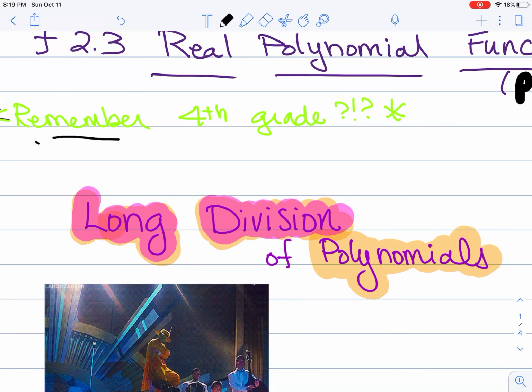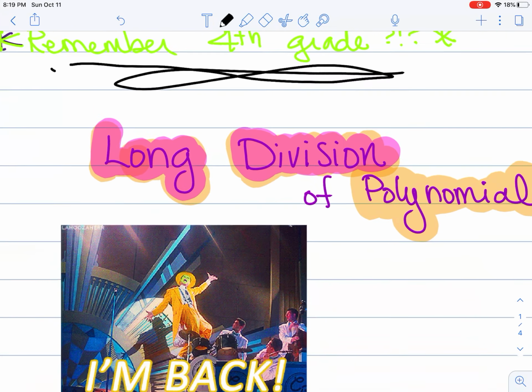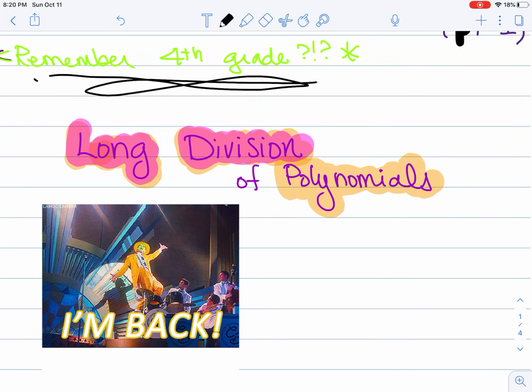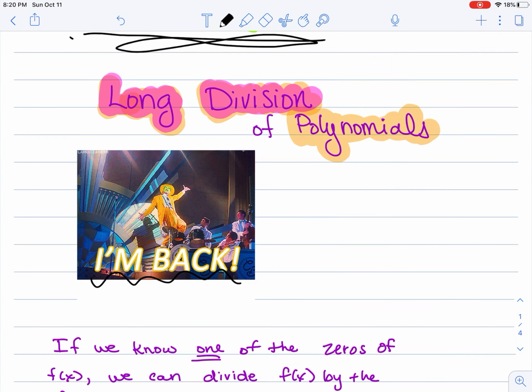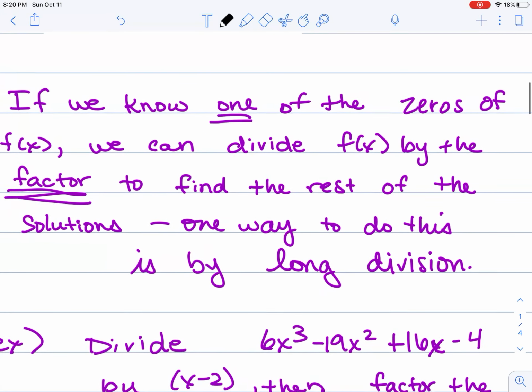Remember 4th grade when you learned long division and you thought, oh gosh, I hope I never have to use this again. But now we're going to be doing long division of polynomials, right? And long division's like, I'm back. Okay, so here's the deal. This is why we're using long division of polynomials.